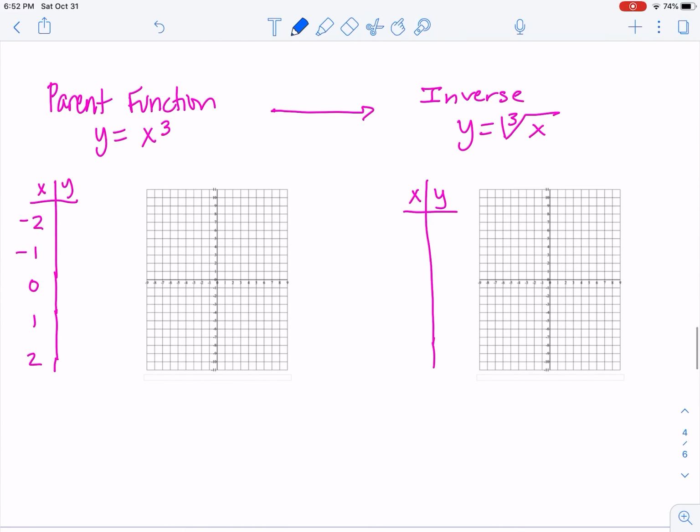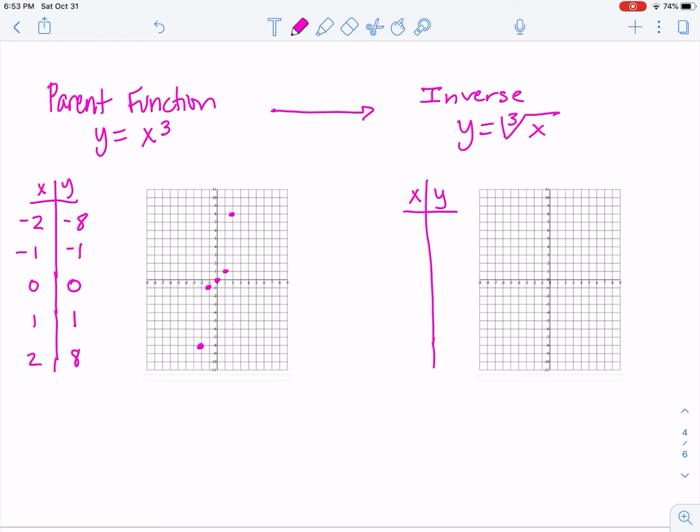Let's take a look at a higher degree power function. Let me grab some fuchsia here. Parent function. Let's say we have y equals x to the third. Well, if I put in negative 2, negative 2 to the third, negative 8. Negative 1 to the third, negative 1. 0 to the third, 0. 1 to the third, 1. 2 to the third, 8. Plot that. Negative 2, negative 8. Negative 1, negative 1. 0, 0. 1, 1. 2, 8.